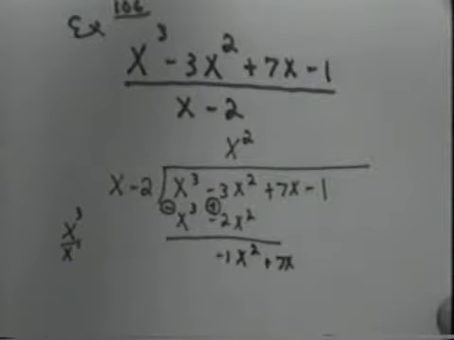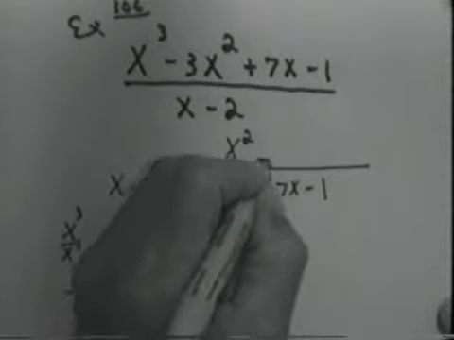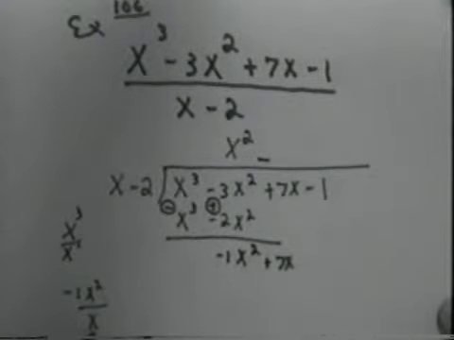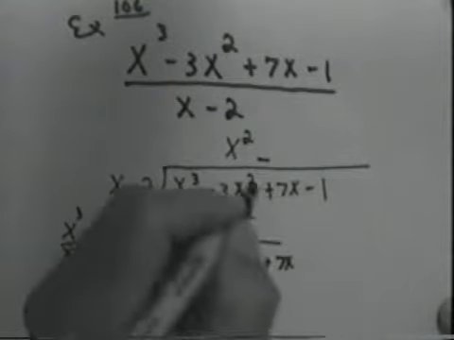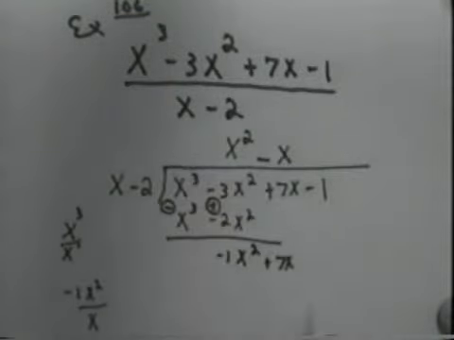Now once I bring down, I start the sequence again, which is to divide the first into the first. So I have a negative 1x squared divided by x. A negative divided by a positive is a negative. And to divide powers having the same base, keep the base, subtract the exponents. 2 subtract 1 is 1, so I get x to the first.